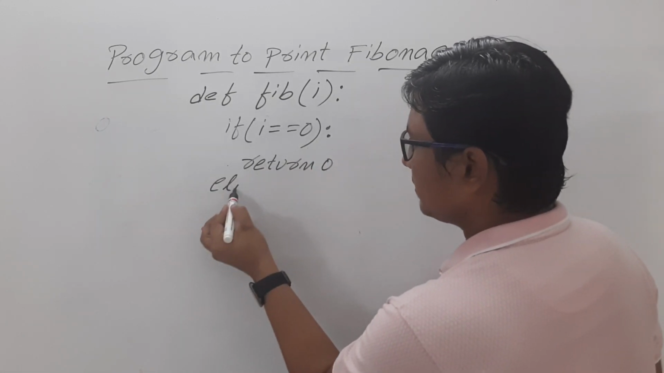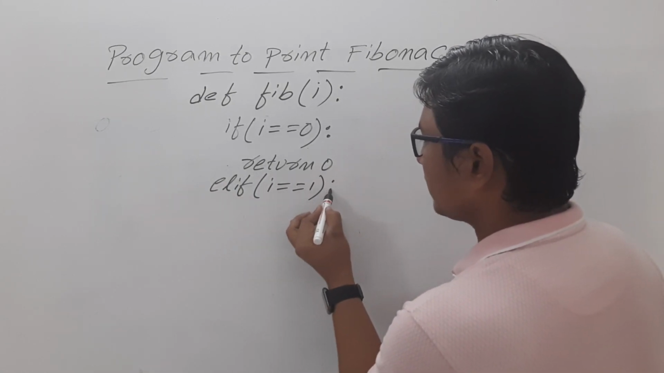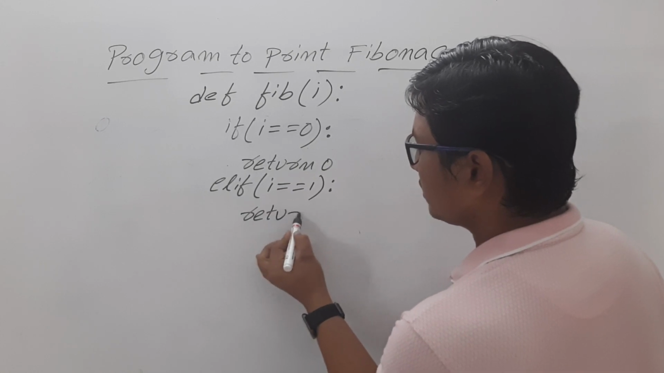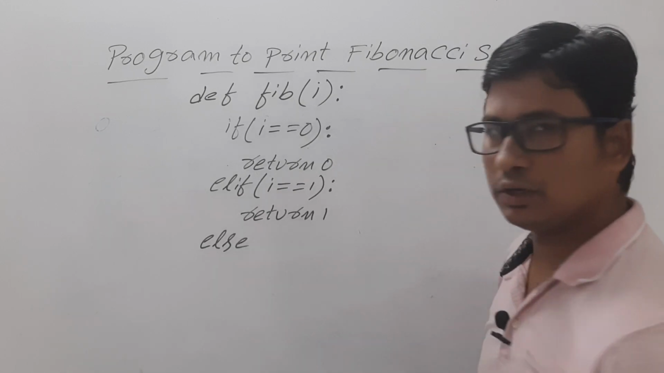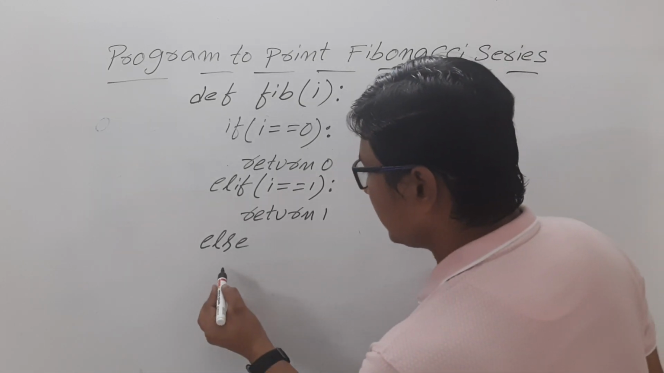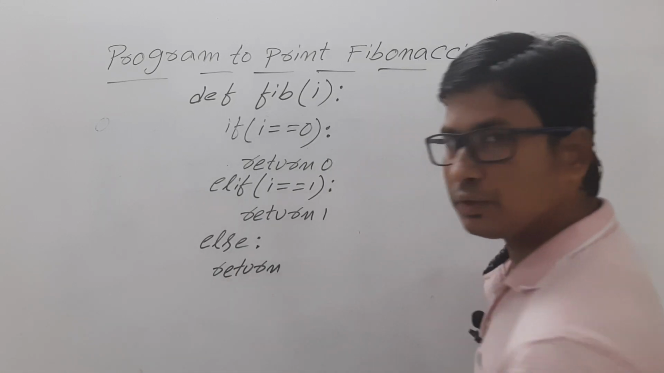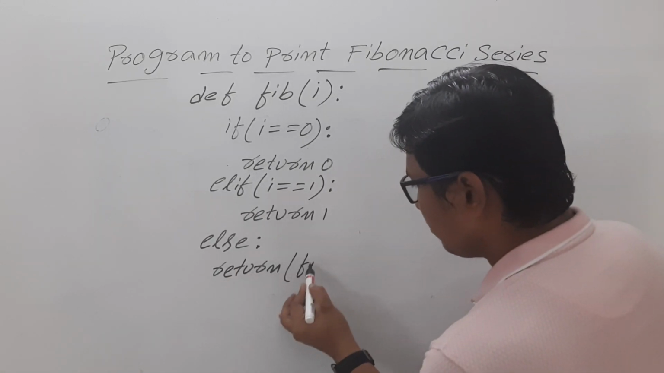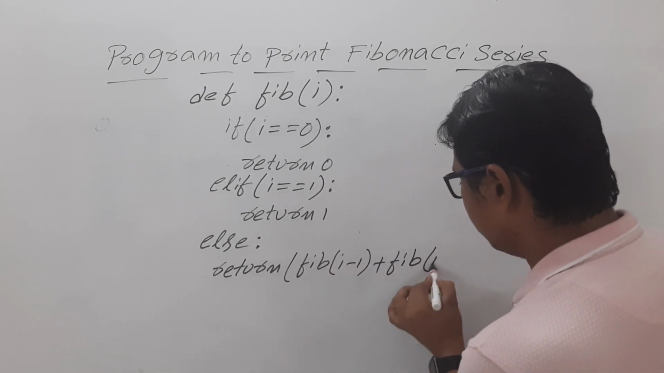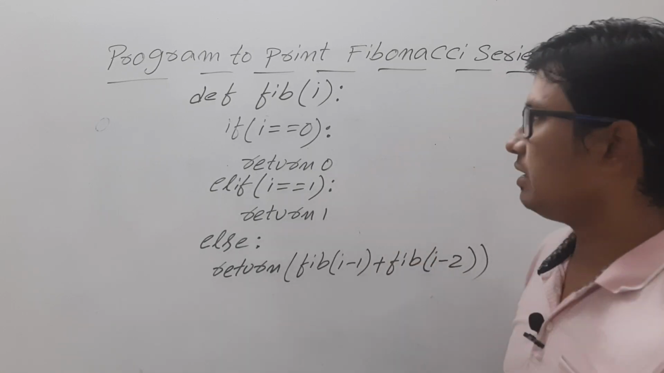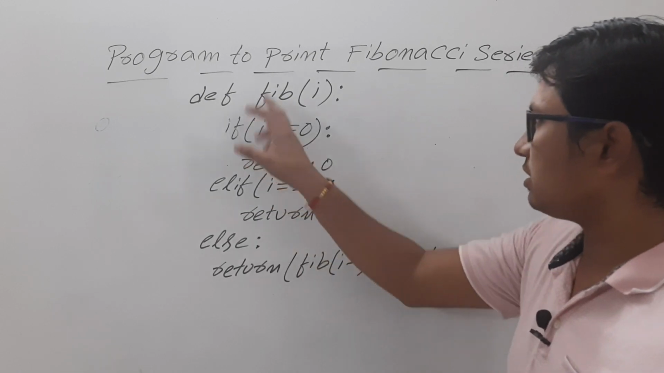Else if i is equal to 1, return 1. Else, if i is not equal to 0 and not equal to 1, then I want to return fib of i minus 1 plus fib of i minus 2. Is it clear? Now I have defined the function and it is a recursive function.